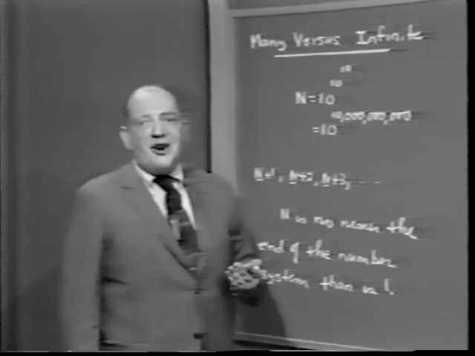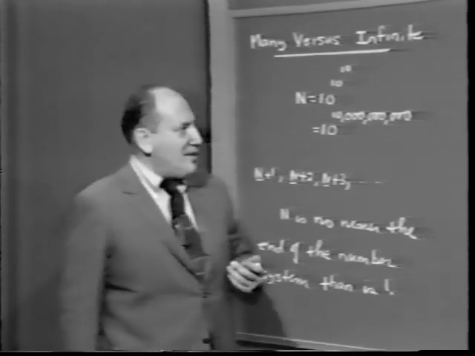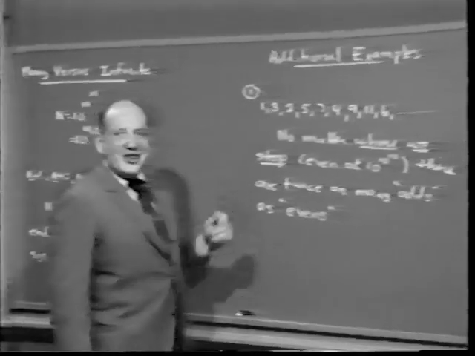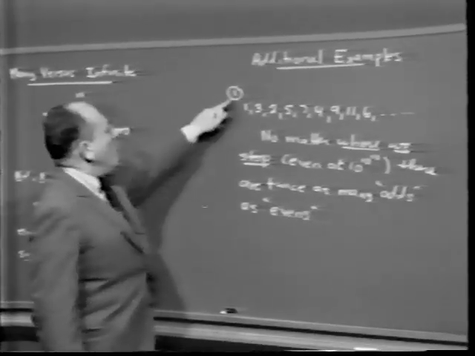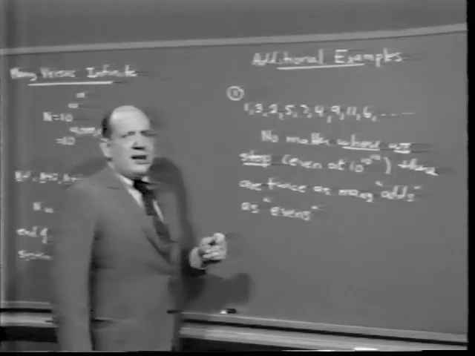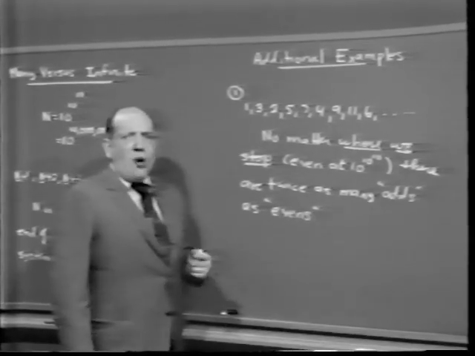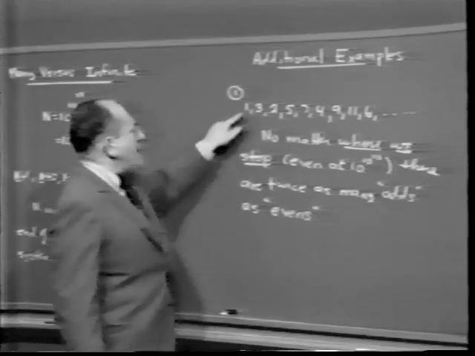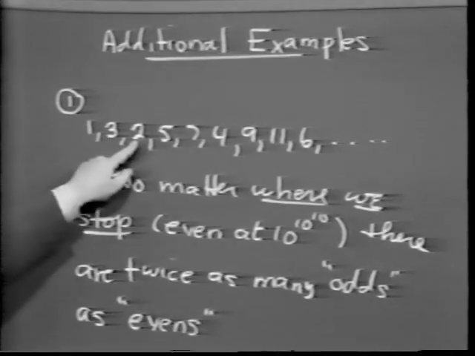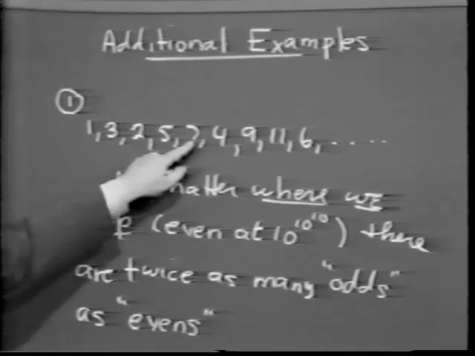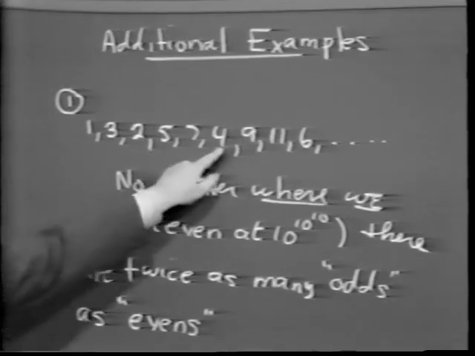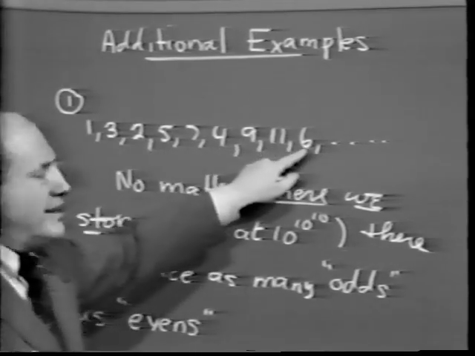And to hammer this point home, let me give you a few more examples. I cleverly call this additional examples. We all know that there are just as many odd numbers and even numbers, right? The odds and the evens match up. Now watch the following little gimmick. Write the first 2 odd numbers, then the first even number, the next 2 odd numbers, then the next even number, the next 2 odd numbers, then the next even number.